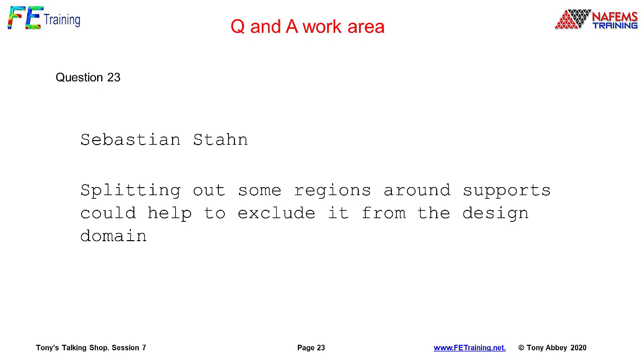Sebastian says, splitting out regions around supports could help to exclude it from the design domain. Yes, we need to be very careful with that. Wherever we load or support, we mustn't have that. We can get into absurd situations where you've got part of the structure which is loaded, and then you whittle that away. Now you've suddenly got something which is just flying around in space. Same with supports. You can actually end up with mechanisms, rigid body modes.